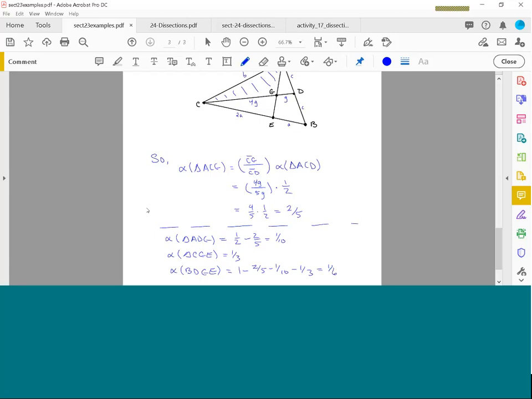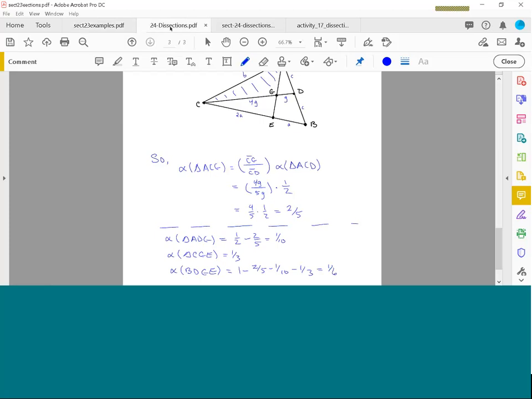And that's it in terms of area, or at least that we're going to cover. Questions, does that kind of make sense? A little bit okay so far? All right. I'm not seeing any questions, so I will go ahead and talk about dissections next.